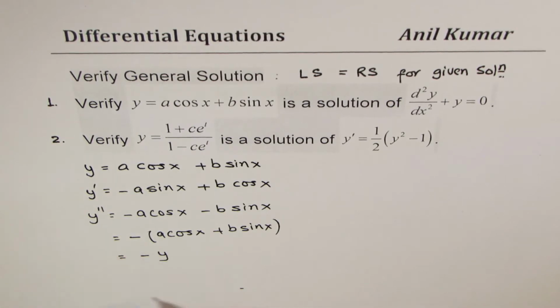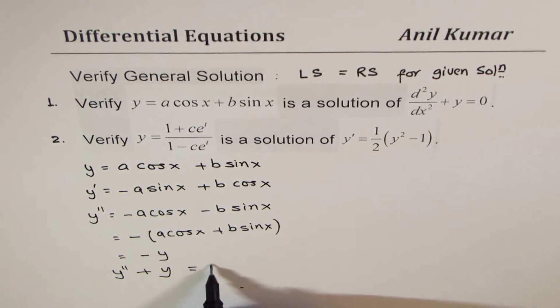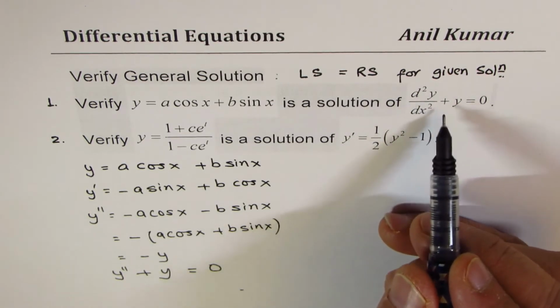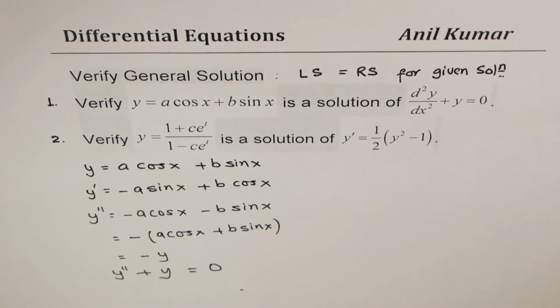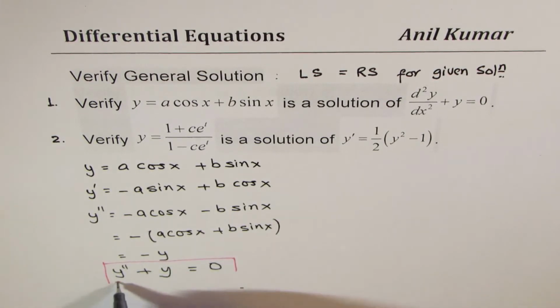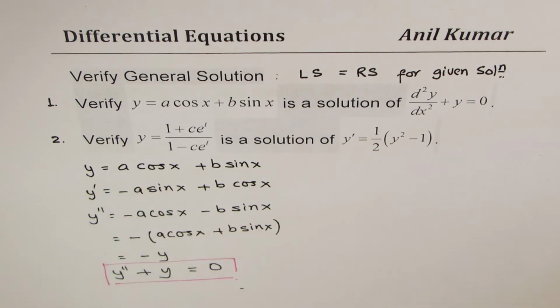Now if I take it on the left side, what do I get? Second derivative plus y is indeed equal to 0. So that is a solution of the differential equation given to us, d2y by dx squared plus y equals 0. Do you get it? So in a way, we have shown that this is a solution, correct?